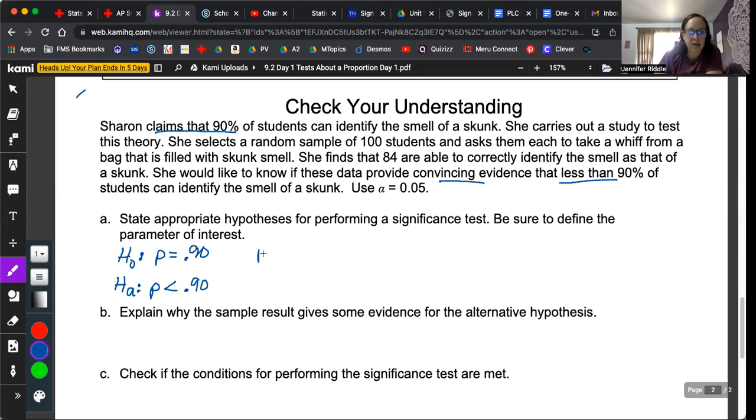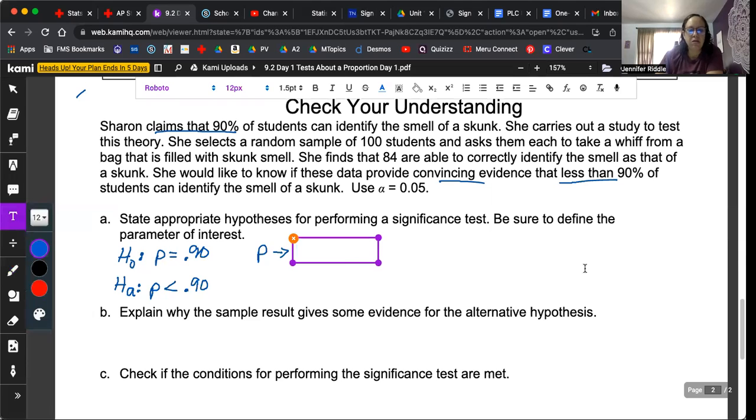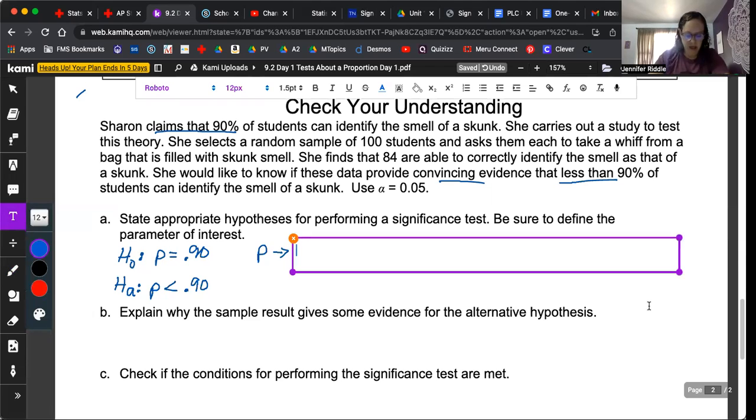And so what is P? We have to identify that. That's our parameter of interest, what we're trying to estimate. And we can say that P is the true proportion of students who can identify the smell of a skunk.